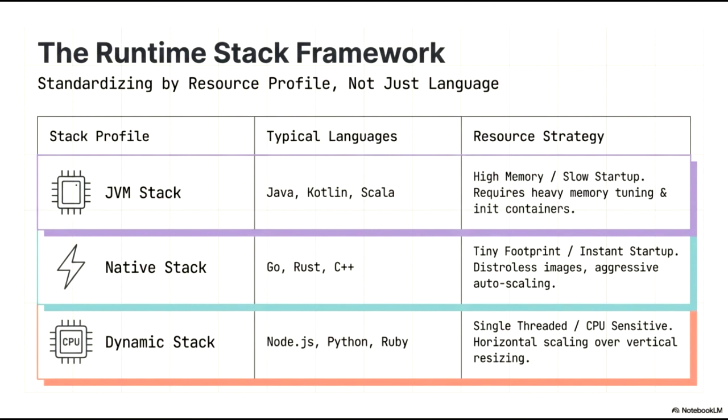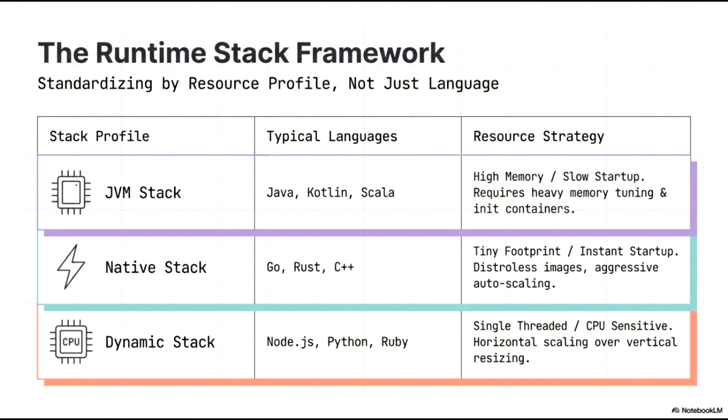This approach categorizes workloads into 3 distinct stacks, each requiring a tailored resource strategy to ensure optimal performance. The JVM stack, which includes Java, Kotlin, and Scala, is characterized by a high memory footprint and relatively slow startup times. Managing these applications requires heavy memory tuning and often utilizes init containers to manage resource allocation effectively during the startup phase.